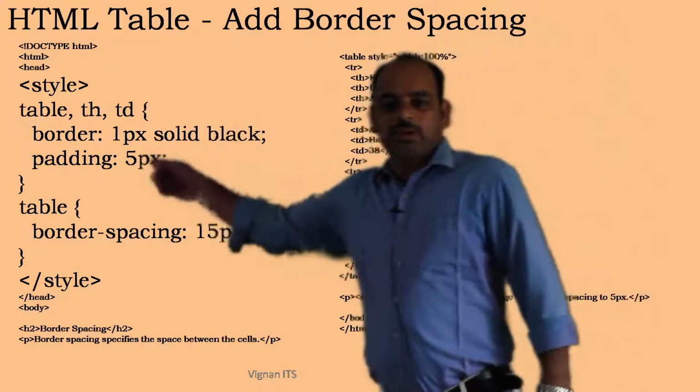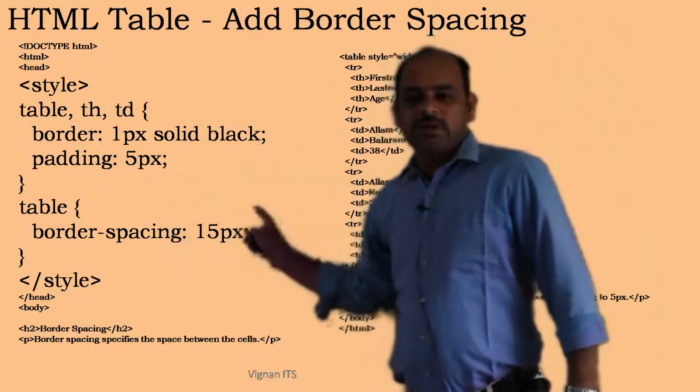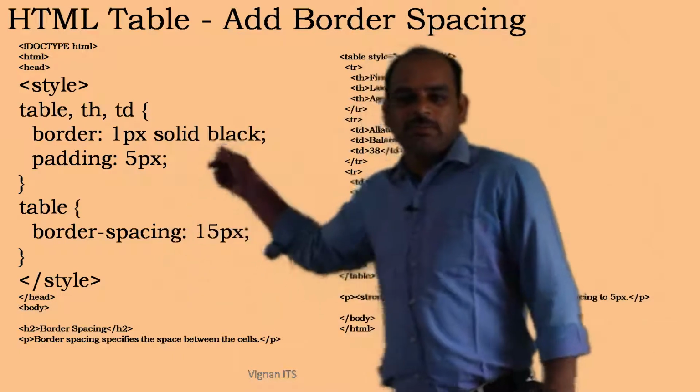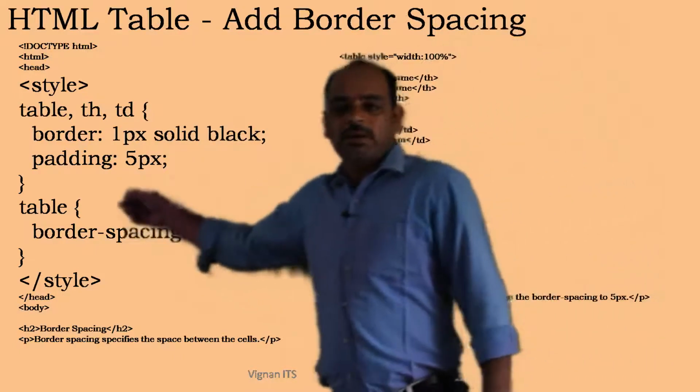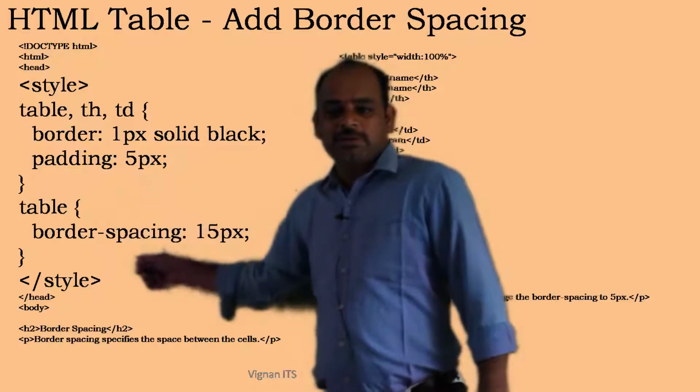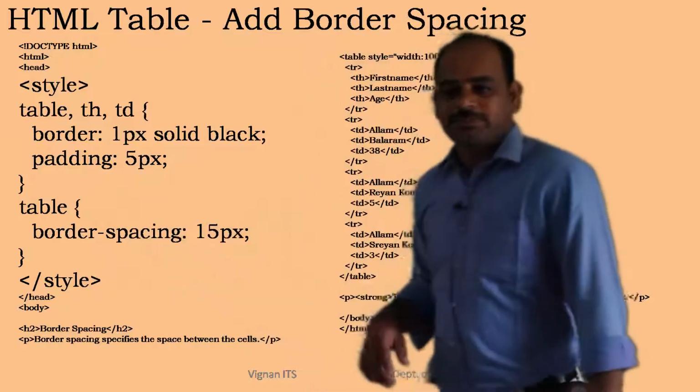Again, here the table border spacing is given, that is 15px. You can see in the output. So this is the only new addition, the remaining things are the same here. And here padding will be given, padding 5px, right? And the border spacing is 15px.